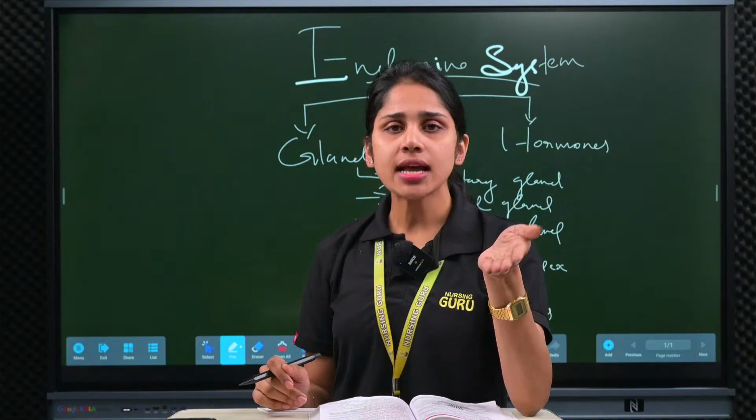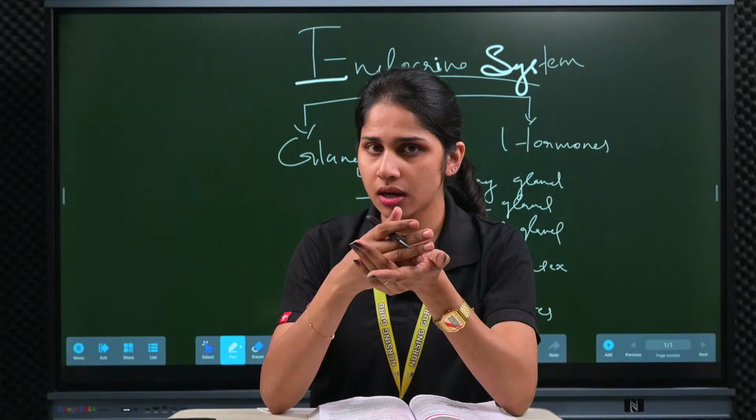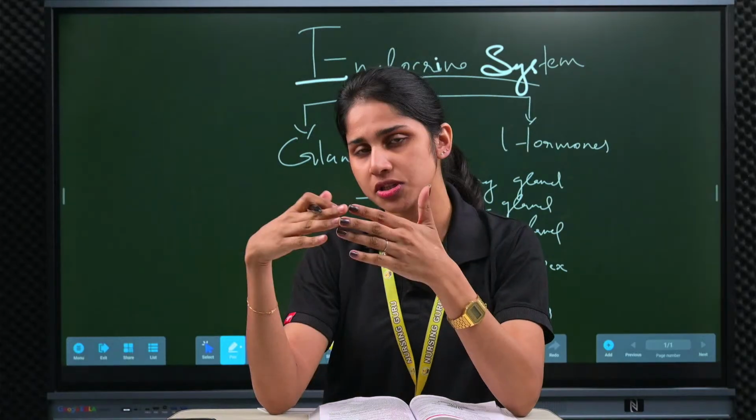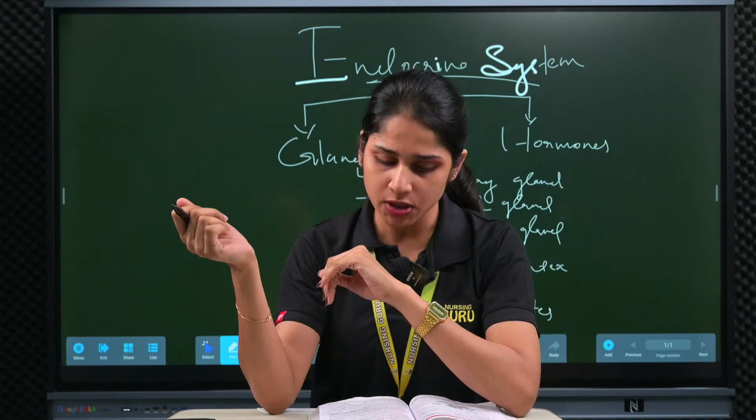So that is also divided into two sections. In the anterior pituitary it is separate, and in the posterior pituitary it is also separate. So first we are dealing with the anterior pituitary. So what are the hormones?